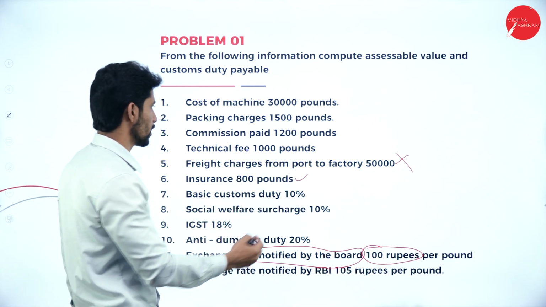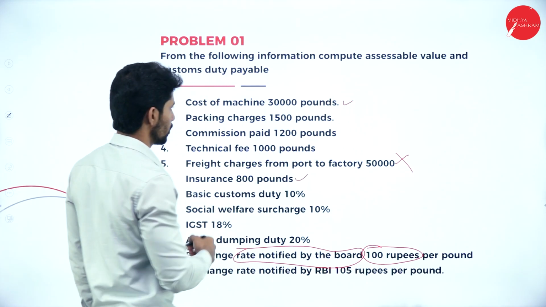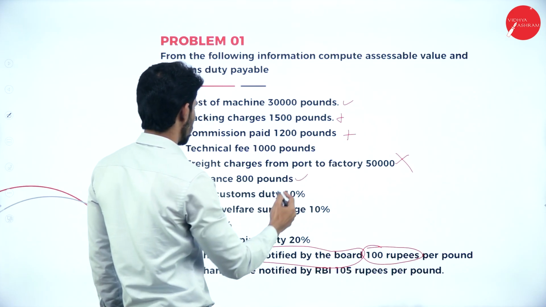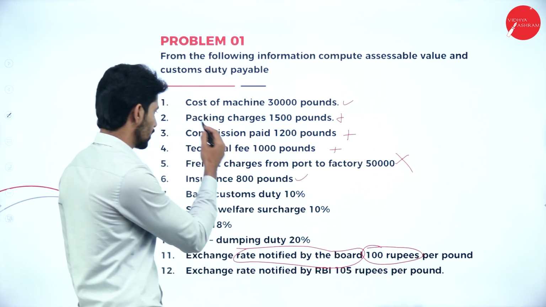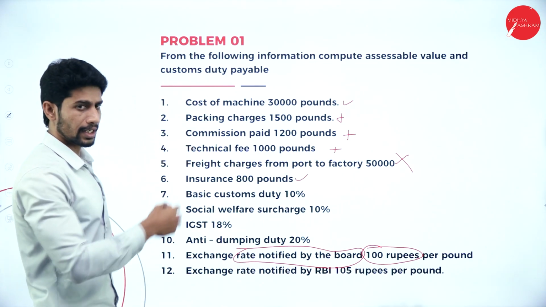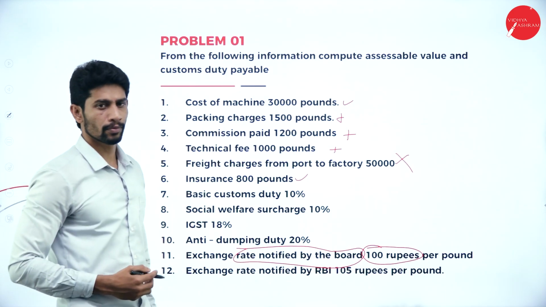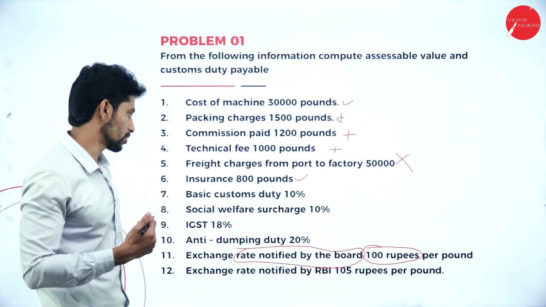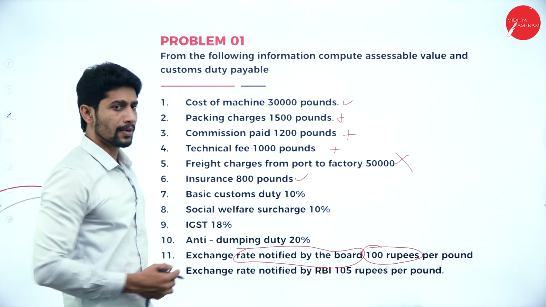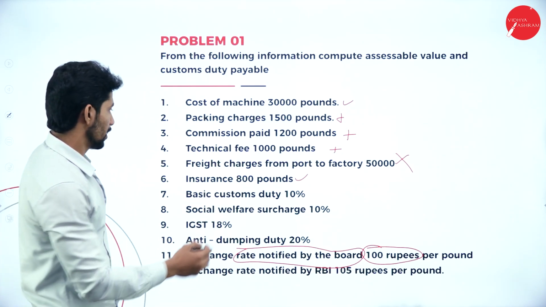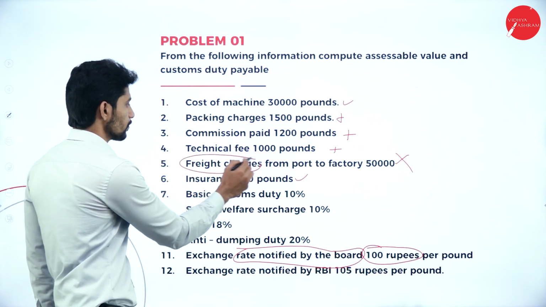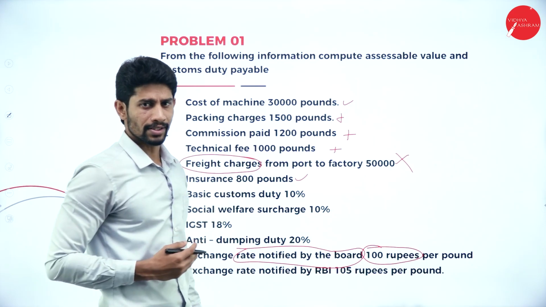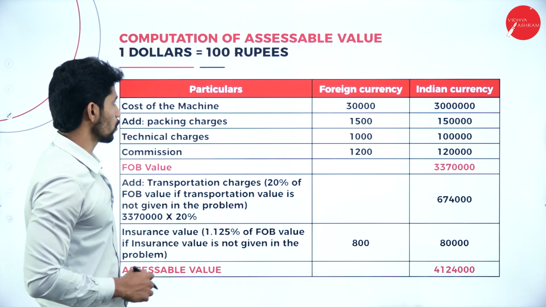First we will be considering the cost of machine. Then we will be adding packing charges plus commission plus technical fee. We will be adding these 3 items, and we are going to get the FOB value. Then we will be adding the transportation cost and insurance cost. In this problem, transportation charges are given, but they occurred in India, so we will not be considering this. So let us move on to solve the problem.